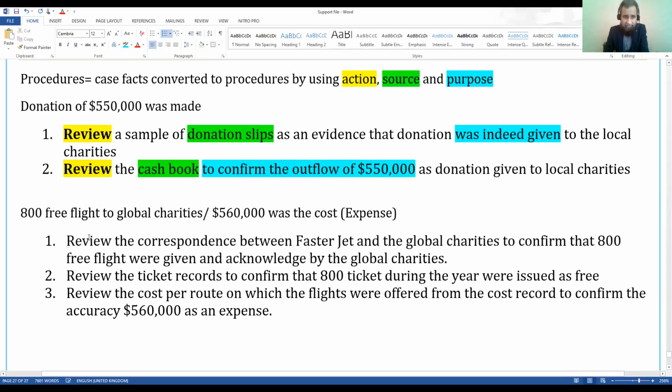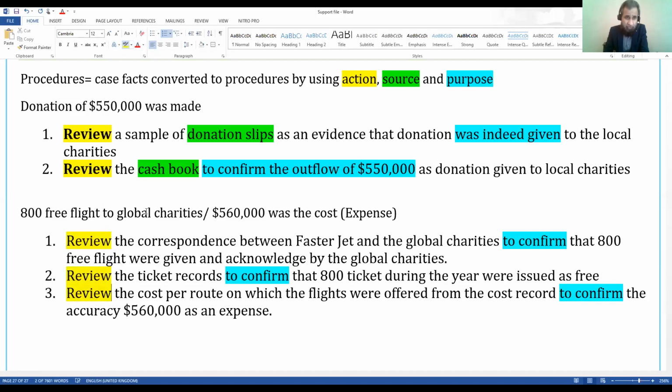So see, again, I have a review. I have my procedure starting with confirming, to confirm. Every procedure has that to confirm here. So that's quite common. And every procedure is starting with an action verb: review, review, and review.